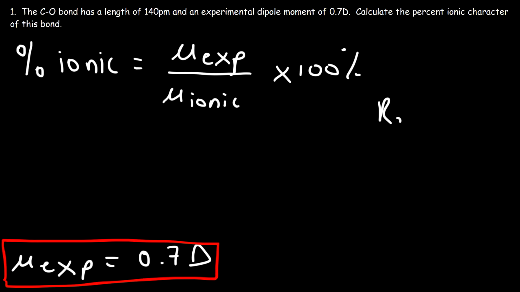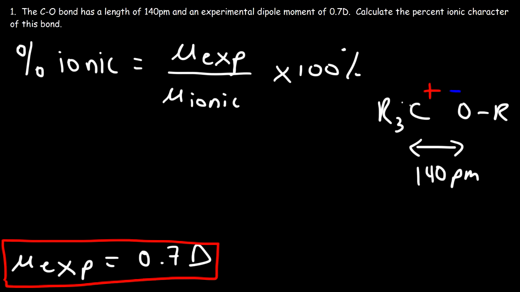And how can we do that? Well, let's say the carbon was attached to 3 R groups and it has a positive charge, and the oxygen is attached to 1 R group and let's say it has a negative charge. And let's say that these ions are separated by a distance of 140 picometers, and they have full ionic charges. What would be the dipole moment between those two ions? To calculate the dipole moment, it's equal to the charge times the separation distance.